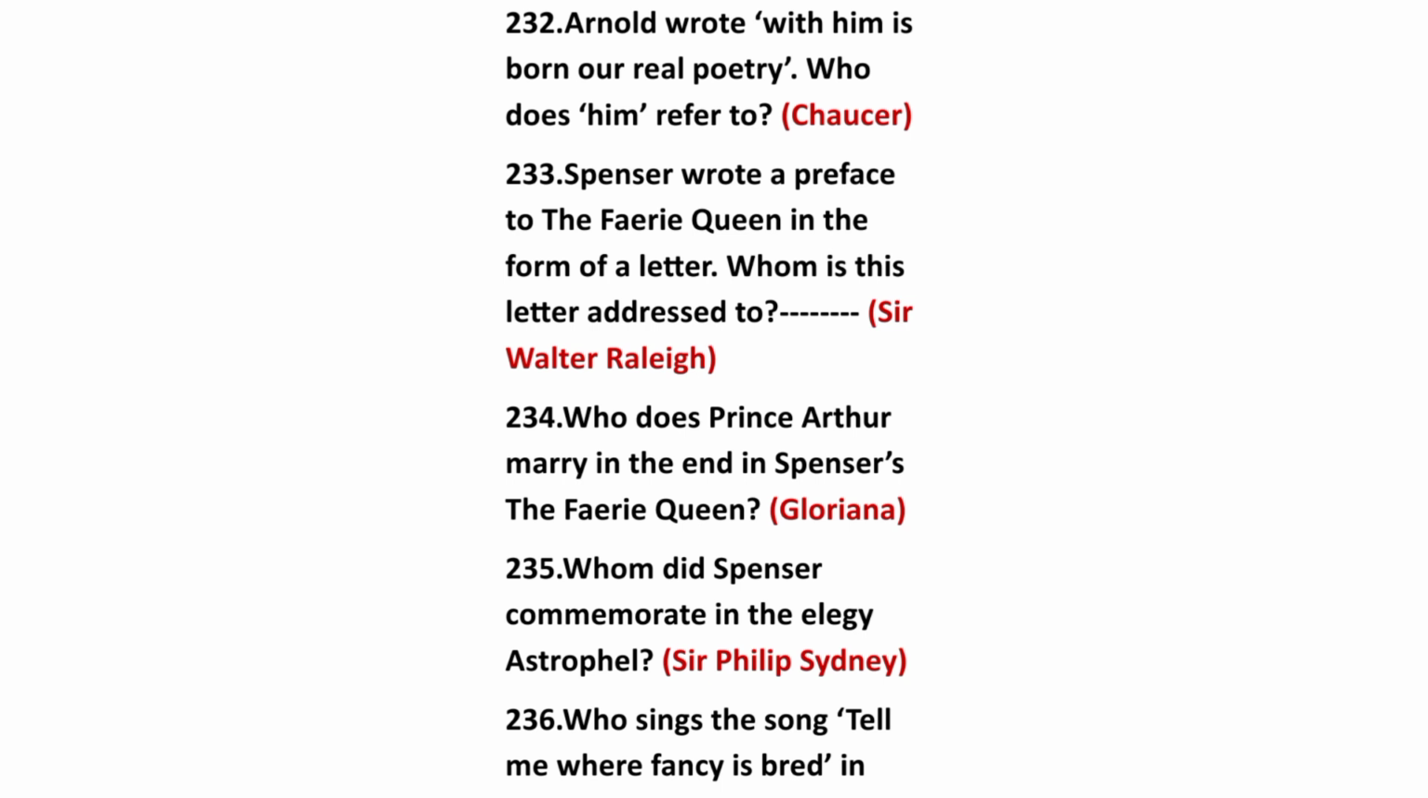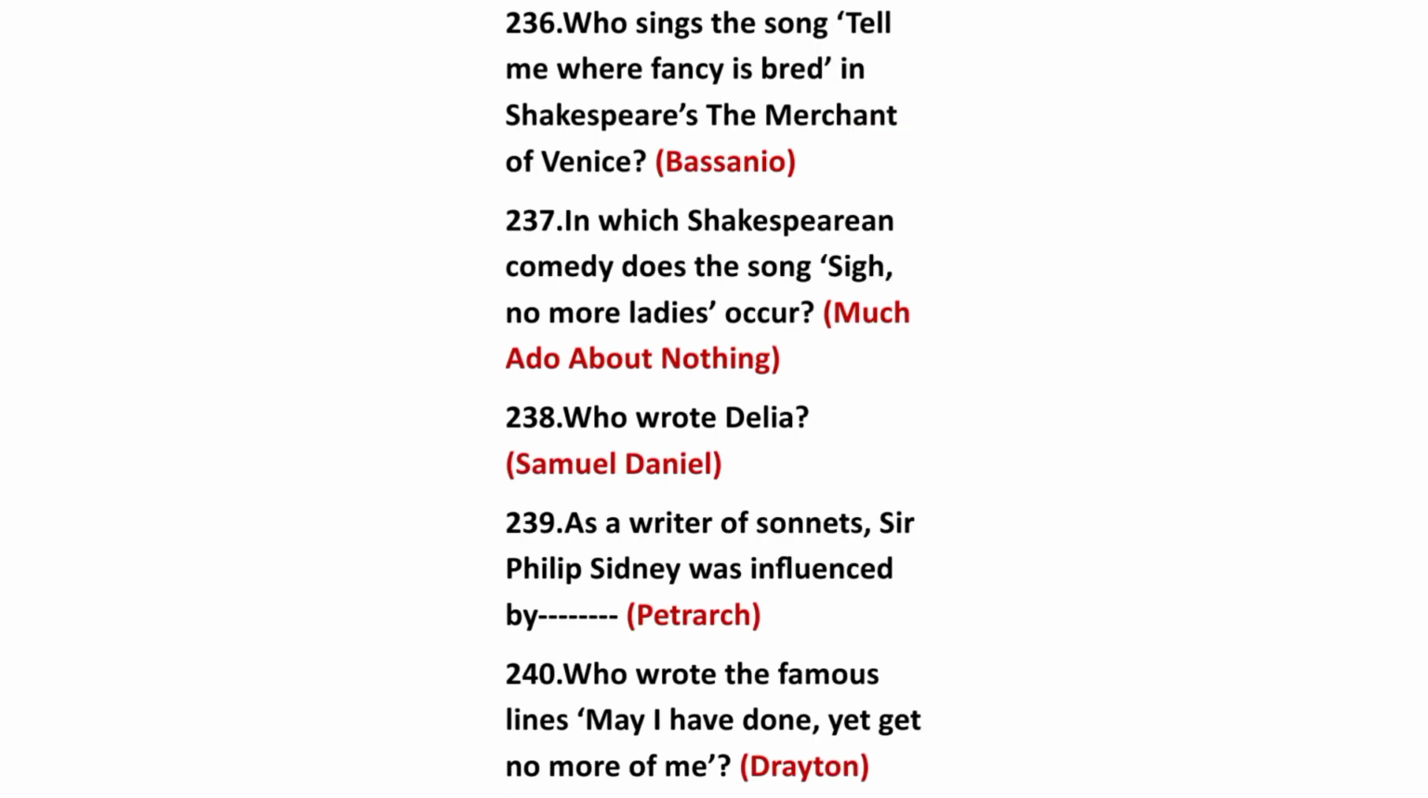Arnold wrote, "With him is born our real poetry." Who does "him" refer to? Chaucer. Spenser wrote a preface to The Faerie Queene in the form of a letter. Whom is this letter addressed to? Sir Walter Raleigh. Who does Prince Arthur marry in the end in Spenser's The Faerie Queene? Gloriana. Whom did Spenser commemorate in the elegy Astrophel? Sir Philip Sidney.